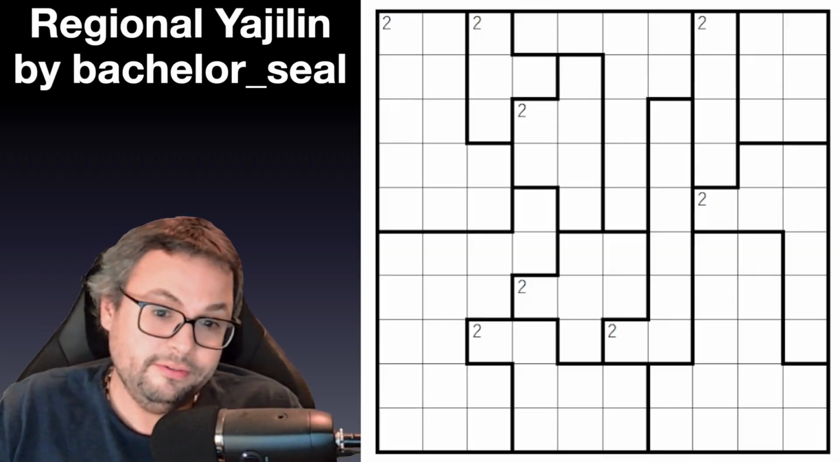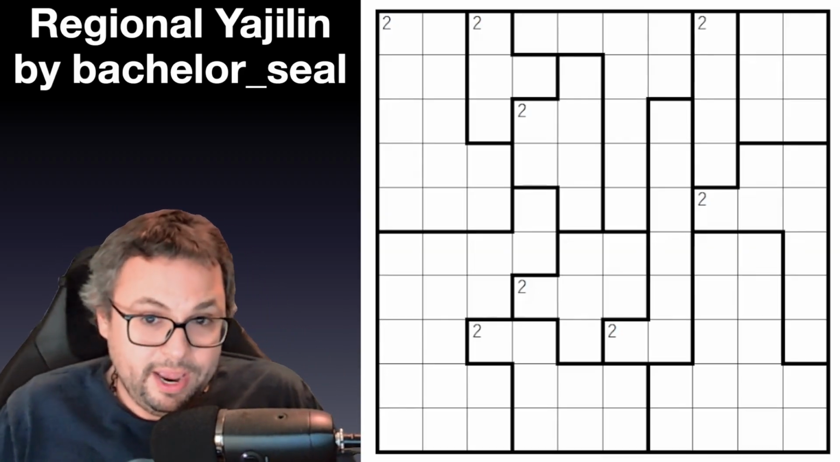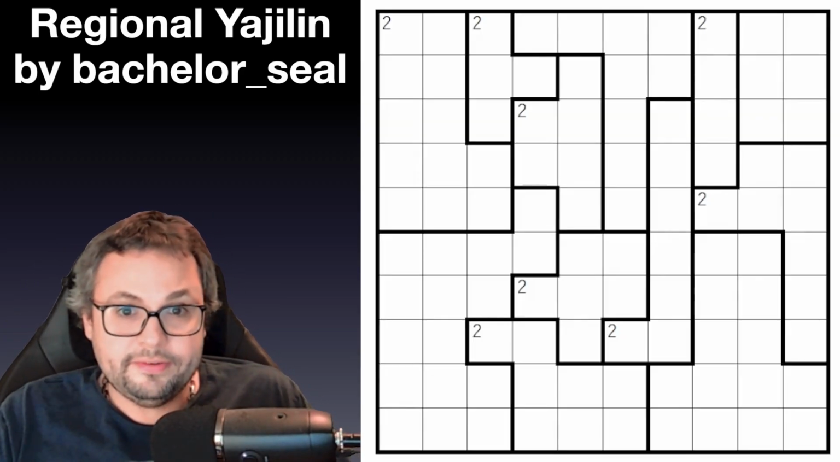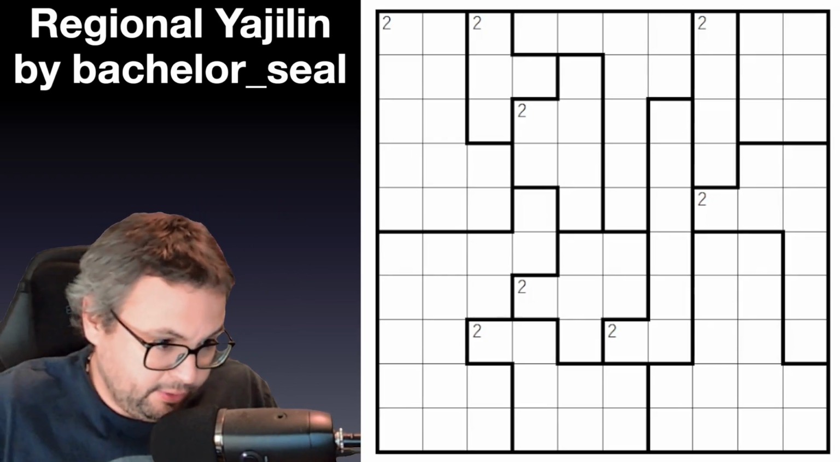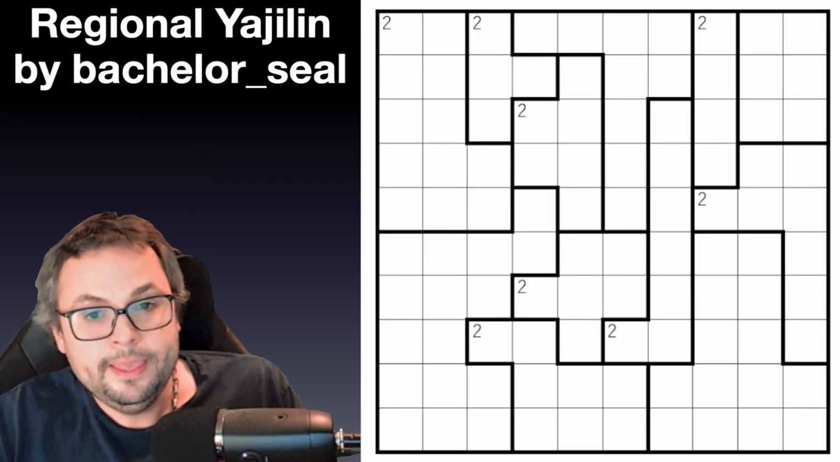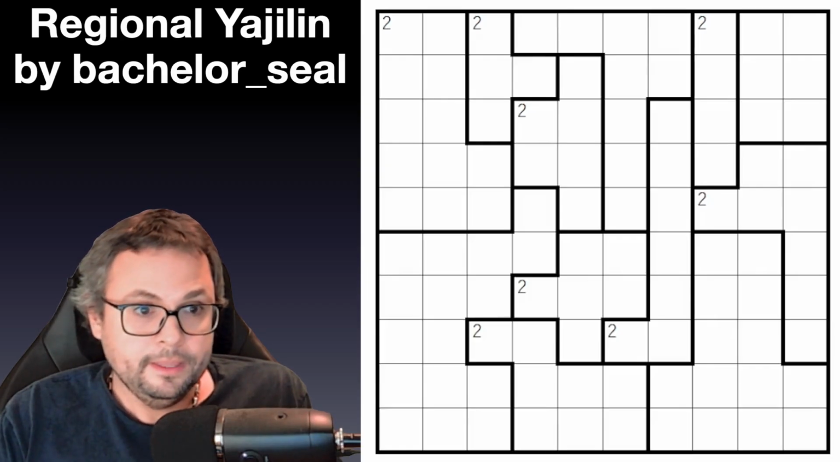You've been a huge part of getting me into pencil puzzles in general, even going back way before the series, but anyway, let's have a look at the rules. So we did a Yajilin recently, maybe last week or something. I don't know. Time is a flat circle and all that. This is a variation of Yajilin that I've never done before, but it looks interesting.